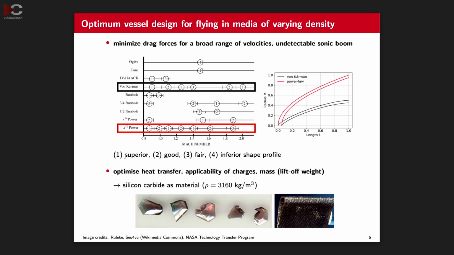We also have to optimize the heat transfer if we would really like to go to hypersonic velocities. In addition, in order to put forward my approach, how we could navigate these vessels, we also have to apply charges on the surface of these vessels. So I would like to have conducting material. And in addition, last but not least, we should optimize the mass. The lift-off weight is a very decisive characteristic in order to design such vessels.